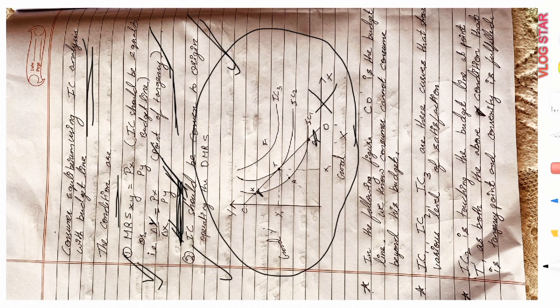Likewise, let's see IC2. At point T, what is happening? The IC curve is touching the budget line. So my first condition is being fulfilled, that is MRS XY is equal to Px upon Py. Another one, it must be convex. So see, convex is also fulfilled. So both conditions are being fulfilled at IC2. So at point T, there's an equilibrium, which you need to write.